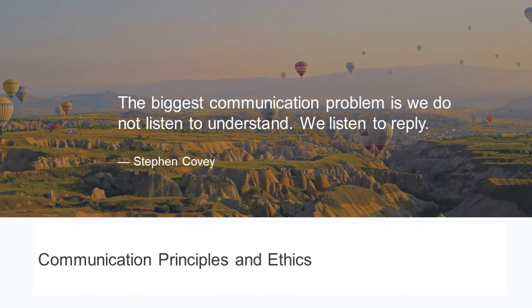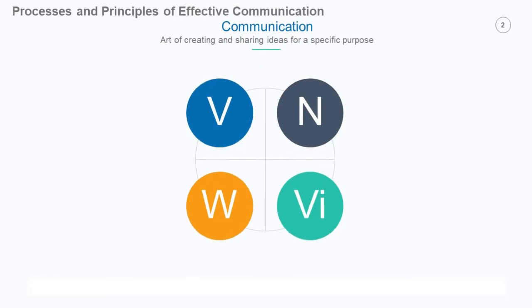This is Purposive Communication, Lesson 1, and we are now proceeding with Communication Principles and Ethics. Communication is beyond simply putting words into thoughts and emotions. It is done effectively only when information is transmitted without changing both the content and the context of the message. Simply put, communication is the art of creating and sharing ideas for a specific purpose.